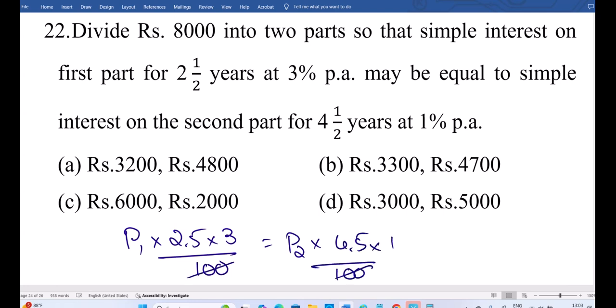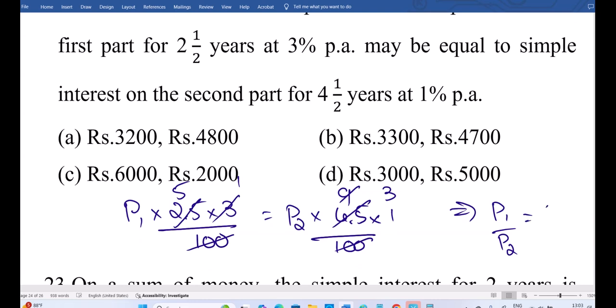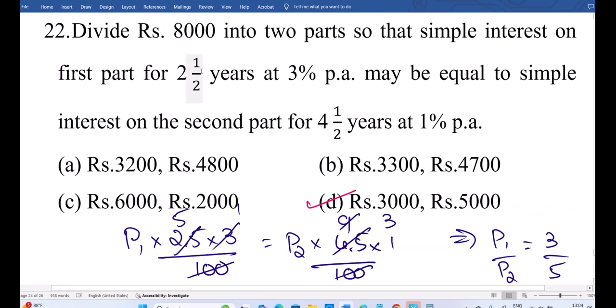So this will get cancelled. This is 5 times, 9 times, 3, 1 times, 3 times. So P1 by P2 is 3 by 5. 3,000 and 5,000 are the amounts. Total 8,000, right? So 3,000 and 5,000 we can split. Option D, 3,000 and 5,000.